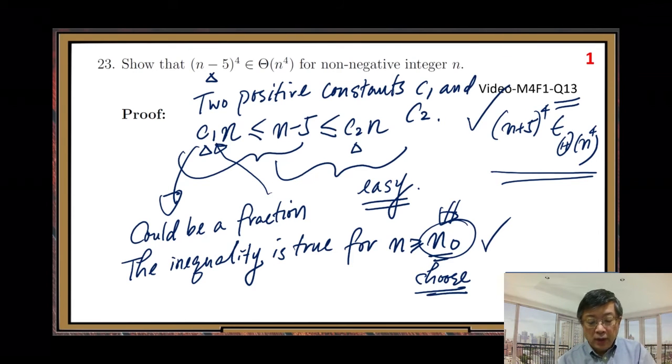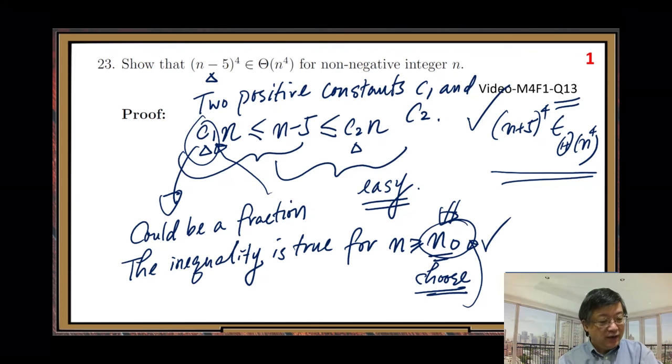All right, so here, when you choose a certain fraction C1, in order to make the inequality hold, choosing an appropriate n0 is important. You can find it easily. After you get that, the remaining work is routine, so you can complete it.